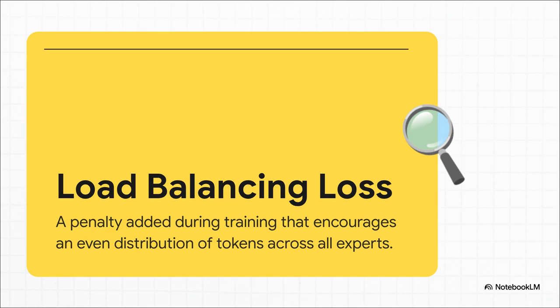So, how do you fix that? This is where it gets really clever. The paper explains that when they're training the model, they add a special kind of penalty. It's called an auxiliary load balancing loss. It's basically a mathematical trick. The model gets punished if it overloads any single expert. This forces it, or encourages it, to learn how to spread the work out nice and evenly.